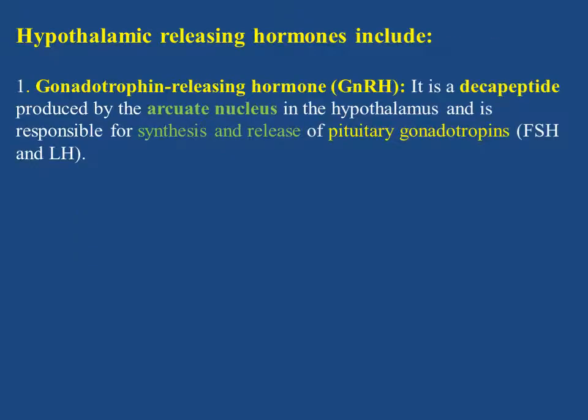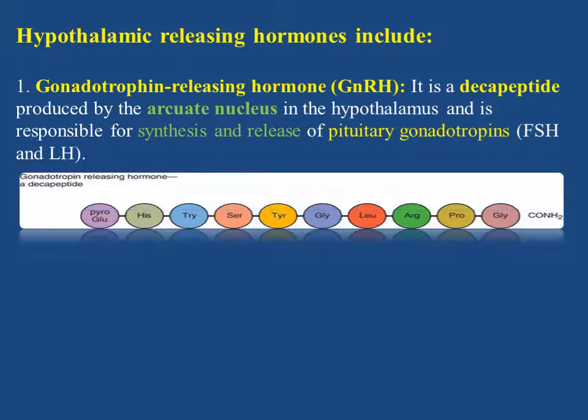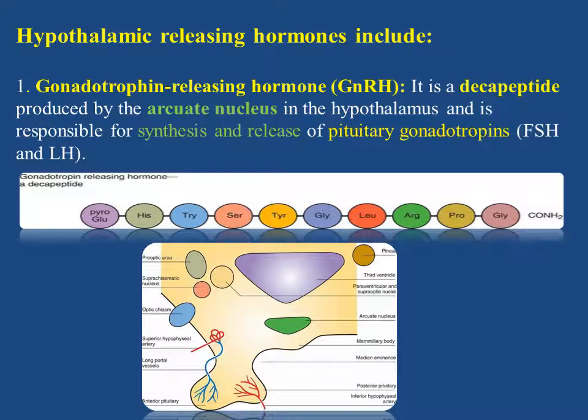The hypothalamic releasing hormones include the gonadotrophin releasing hormone. This is a decapeptide, formed of 10 amino acids, produced by the arcuate nucleus in the hypothalamus. Here it is, the arcuate nucleus, and it is responsible for two things: the synthesis and release of the pituitary gonadotrophins, FSH and LH.